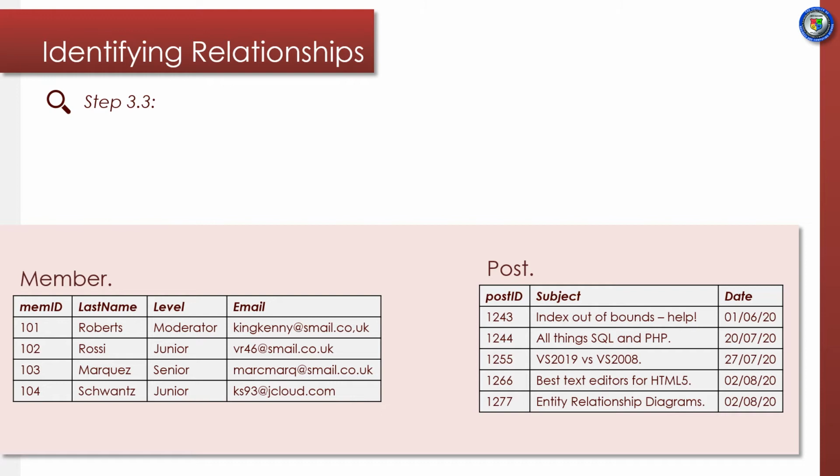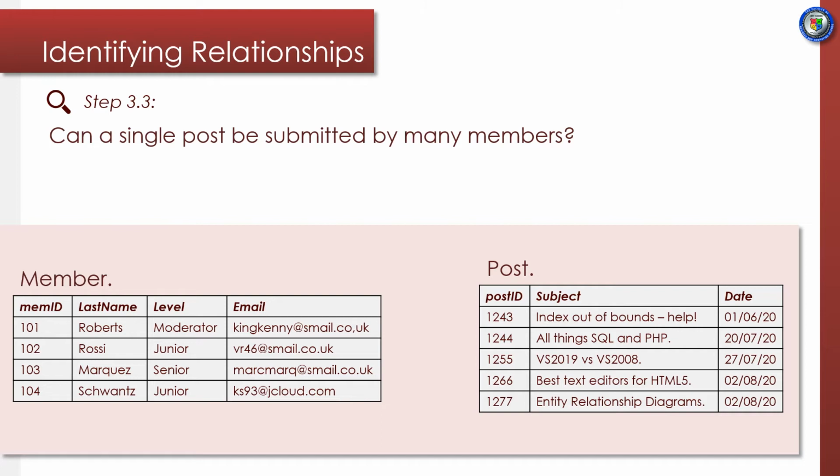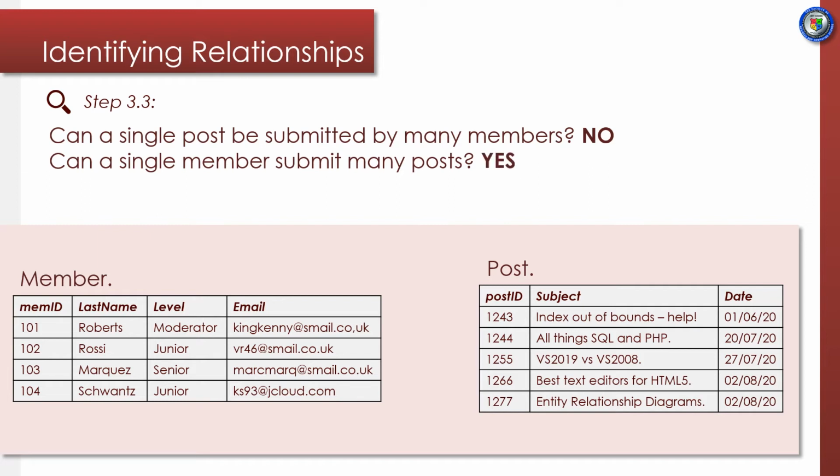Let's look at the answers to these questions. Can a single post be submitted by many members? The answer to that would be no. And our second question, can a single member submit many posts? Yes, of course they can. This would mean that the relationship would equal one member makes many posts.